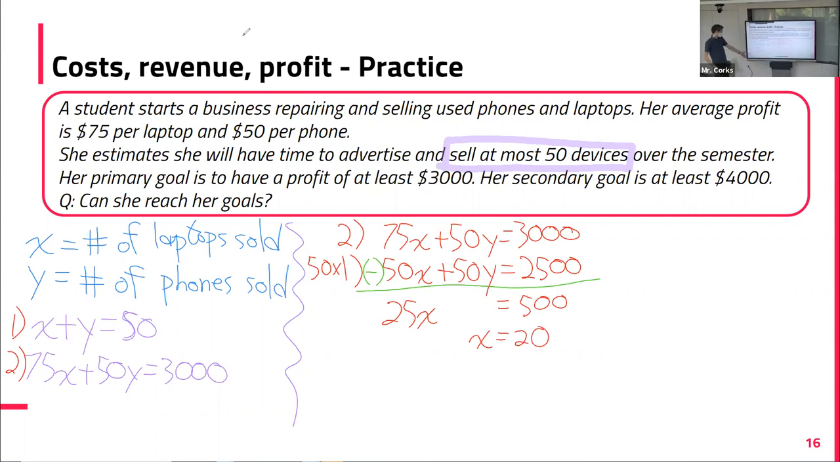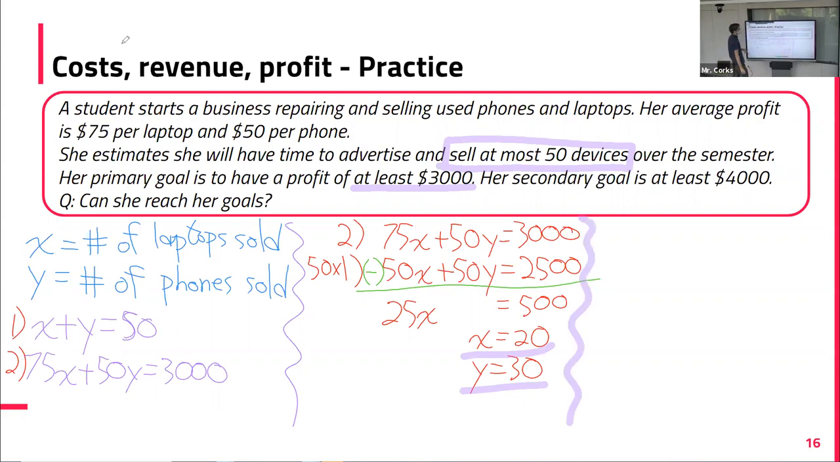All right. And we probably don't even need to write out the steps to calculate what y is. We can just see it from this. Well, if x plus y is 50 and x is 20, then y is going to be equal to 30. Okay, so elimination tells us that x would be 20 and y would be 30. How do we interpret this? Is this goal of 3,000 profit possible? Yes, it is. It's possible exactly when we do 20 laptops and 30 phones.